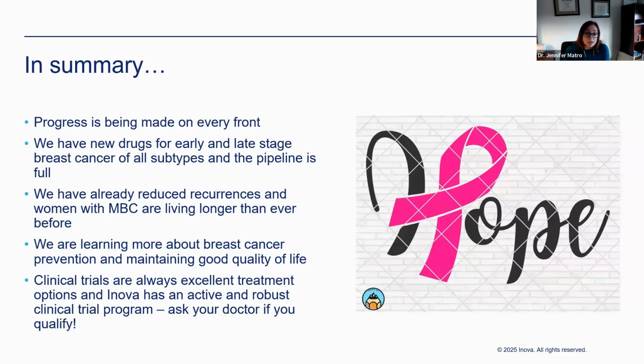There's always more work to be done, and clinical trials are always an excellent option. We do have a robust and active clinical trial program. So if you're interested in something like that, then definitely ask your doctor.